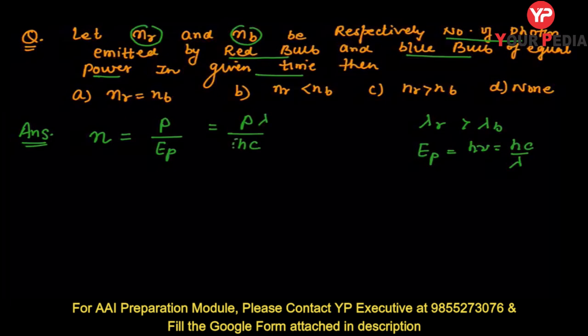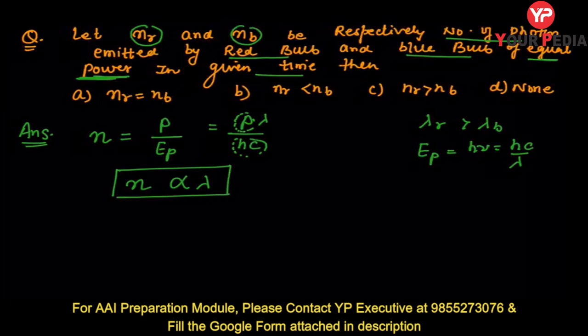Now you see this entire term is constant and this is also constant because it is given that they have equal power. This is the only directional word given. You need to proceed according to this direction. Fine. So we can say n is directly proportional to lambda. So if lambda red is greater as compared to lambda blue, then n red should be greater than n blue.